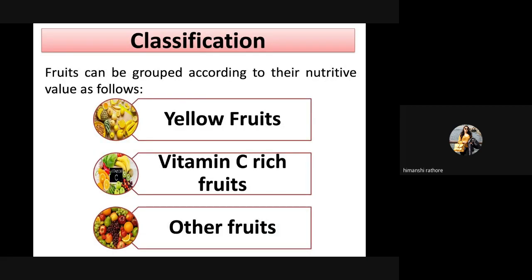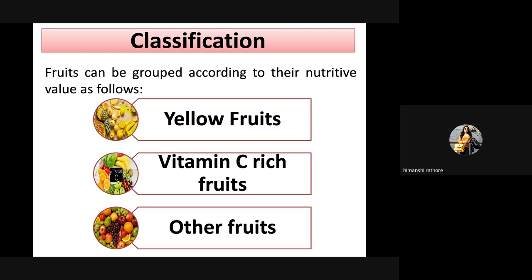Then there is also a classification according to color and nutrients, like yellow fruits, vitamin C rich fruits, and other fruits. Yellow fruits provide you a lot of vitamin A, beta carotene, and all that. Vitamin C rich fruits are kiwi, oranges, and guava. They are also vitamin C rich.